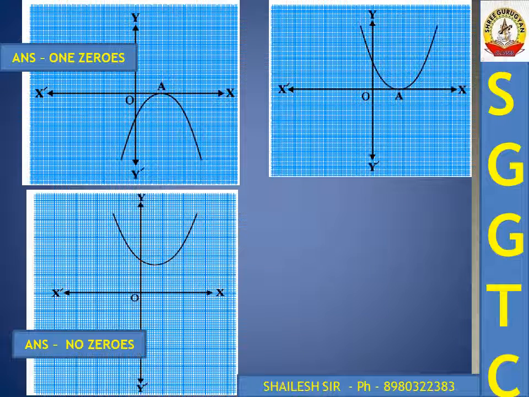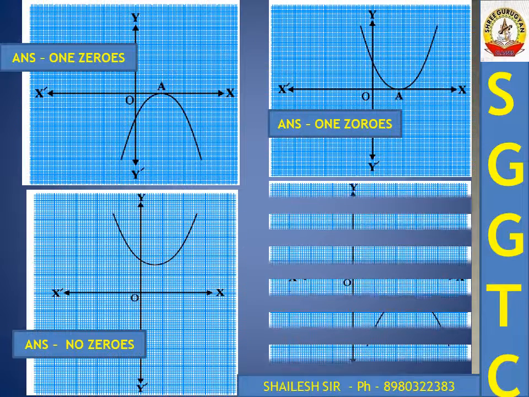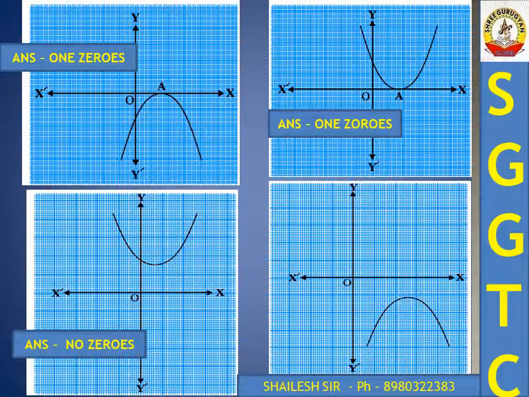Figure number 3. Here the parabolic curve intersects the x-axis at only one point A. That's why this also has 1 zero. Here also I counted the intersection point with the x-axis. And the fourth figure, this is also a parabolic curve, but this graph does not intersect the x-axis. That's why here the answer is no zeros.